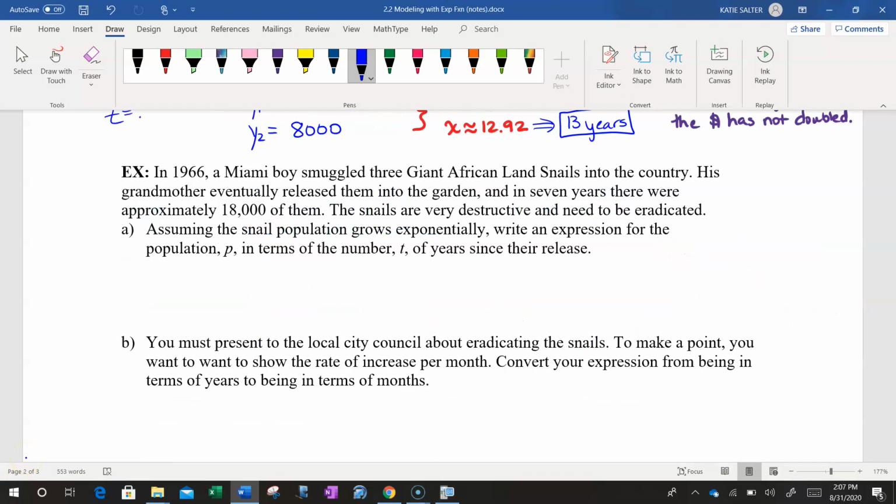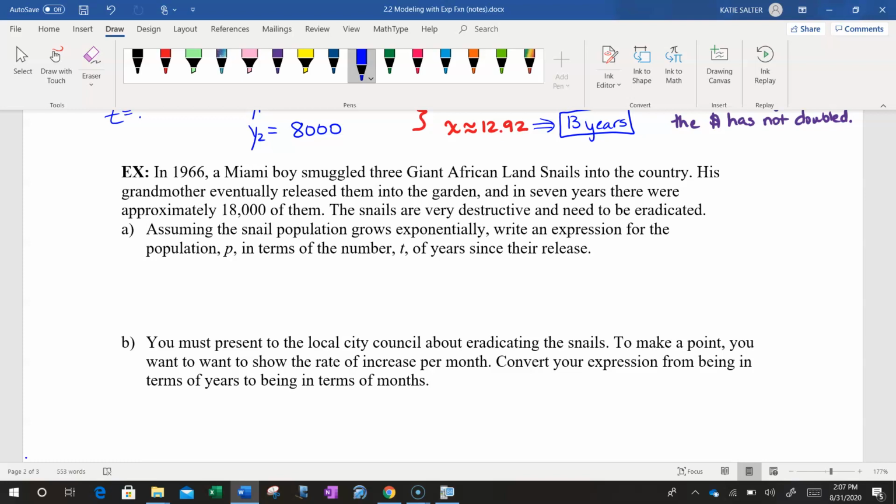Next example. In 1966, a Miami boy smuggled 3 giant African land snails into the country. His grandmother eventually released them into the garden. And in 7 years, there were approximately 18,000 of them. The snails are very destructive and need to be eradicated. Assuming the snail population grows exponentially, write an expression for the population P in terms of the number of years T since their release.